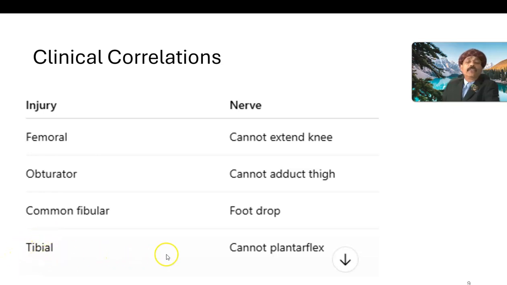Tibial nerve lesion: the person cannot plantar flex because you have very strong muscles in the back of the leg, like gastrocnemius, soleus, and also flexor hallucis longus and flexor digitorum longus. They are all innervated by the tibial nerve. So tibial nerve lesion will lead to a condition where the person cannot plantar flex.